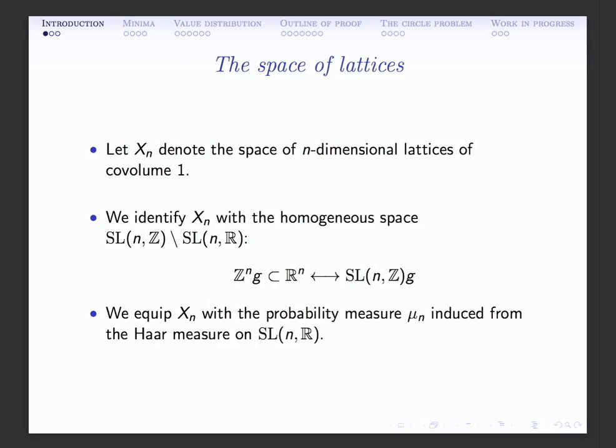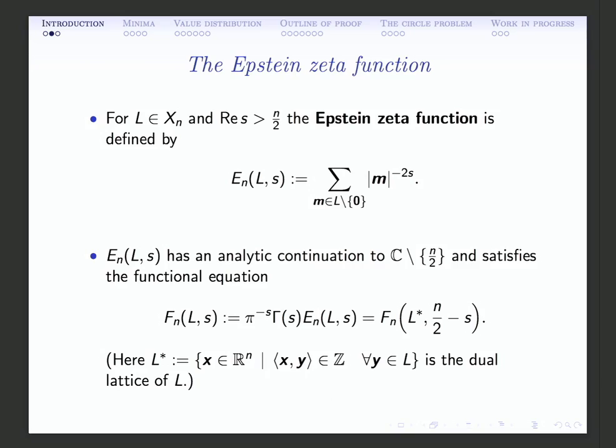Okay, and then it's this zeta function. How do I define it? So for a lattice L in this space X_n and a complex number s of real part greater than n/2, it's defined as a sum over non-zero lattice vectors. And what I sum is the length of the vector to the power minus 2s. So I hope that it's quite clear that this is some sort of higher dimensional analog of the Riemann zeta function. And it was actually introduced as such by Paul Epstein. He thought that this might be the most general way to write a zeta function.